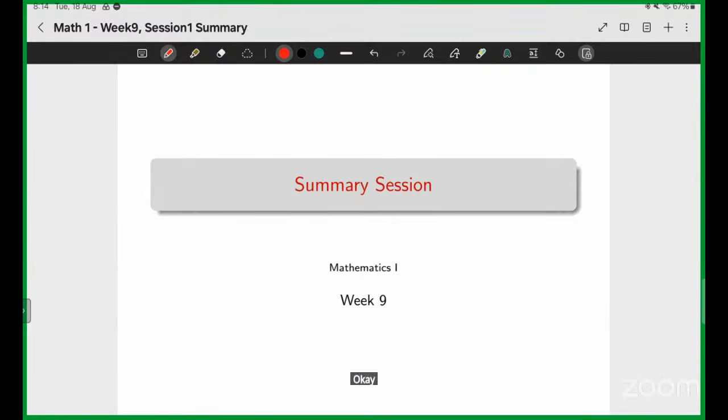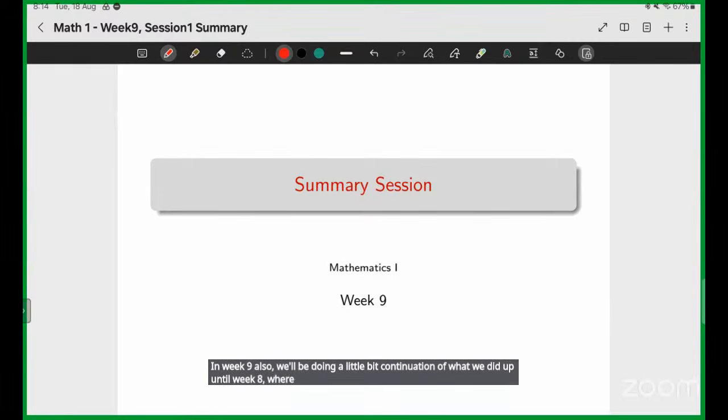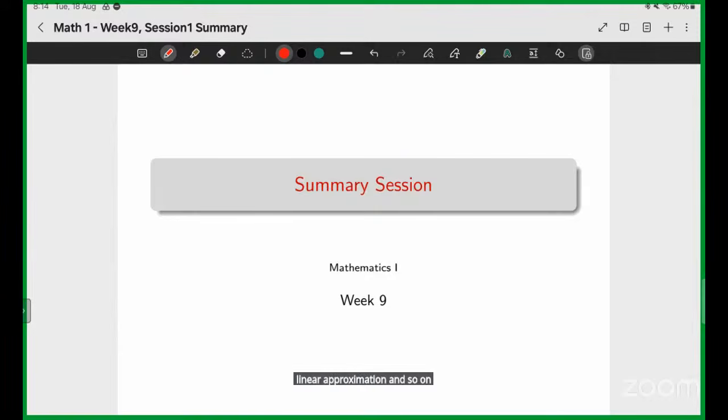Okay, then let's get started with week 9 content. So up until week 8, we have seen functions, limits, continuity, and then differentiability, the tangent lines, and linear approximation, and so on. In week 9 also, we'll be doing a little bit of a continuation. One of the most applied aspects of calculus is optimization, which means you want to compute the maxima or minima of a given function.